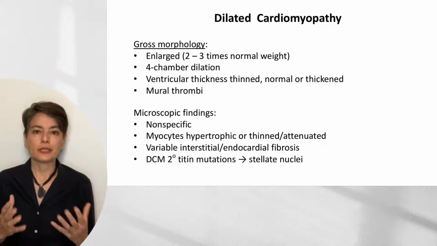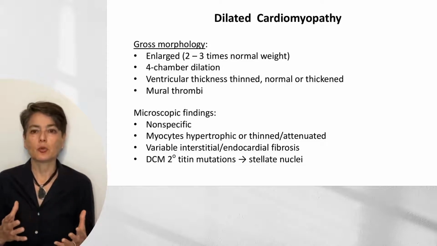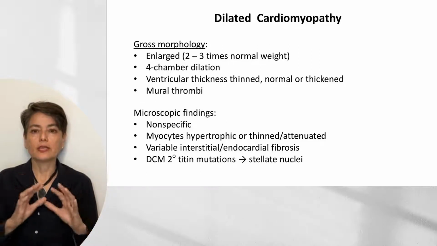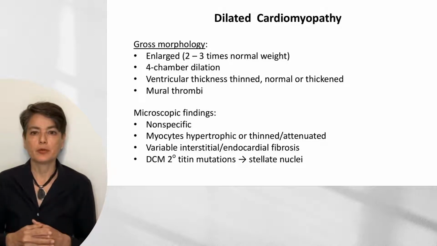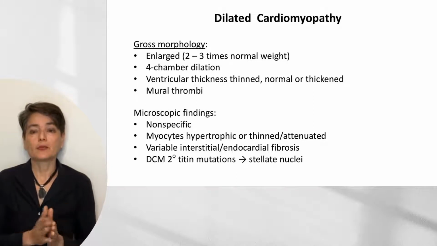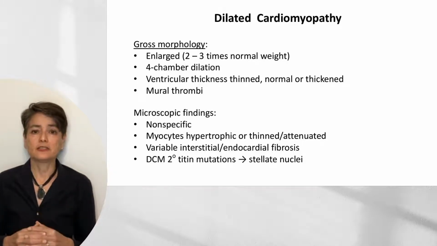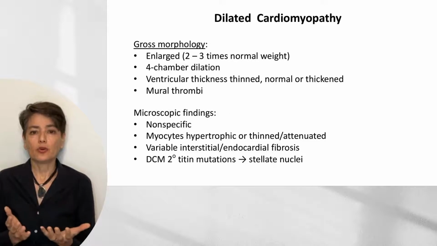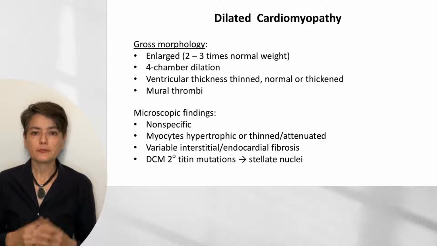Grossly, the heart is going to be enlarged about 2 to 3 times normal weight and significantly enlarged because of this 4-chamber dilation. As I mentioned, the ventricular wall may be normal thickness, thinned, or thickened, depending on where you are in the progression of the disease. Because of this 4-chamber dilation, you'll have areas of stasis, which can lead to mural thrombi.